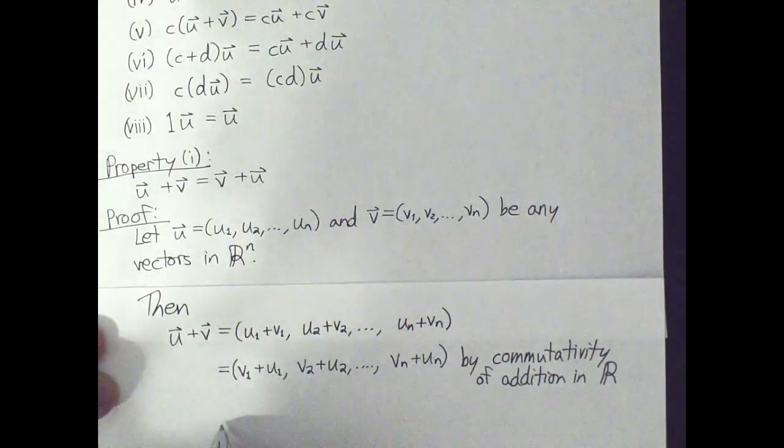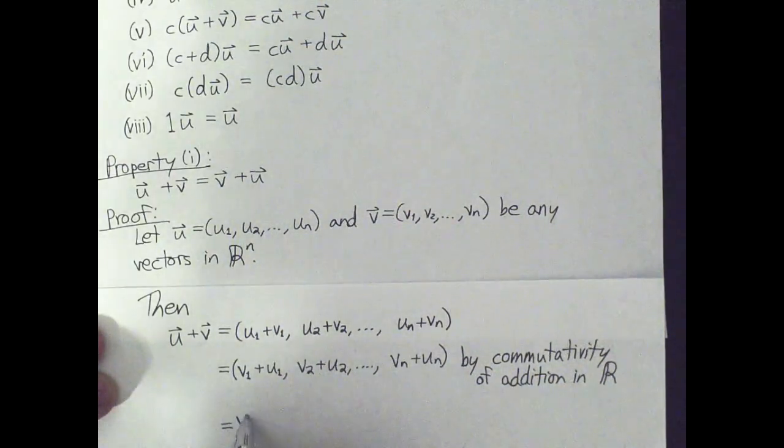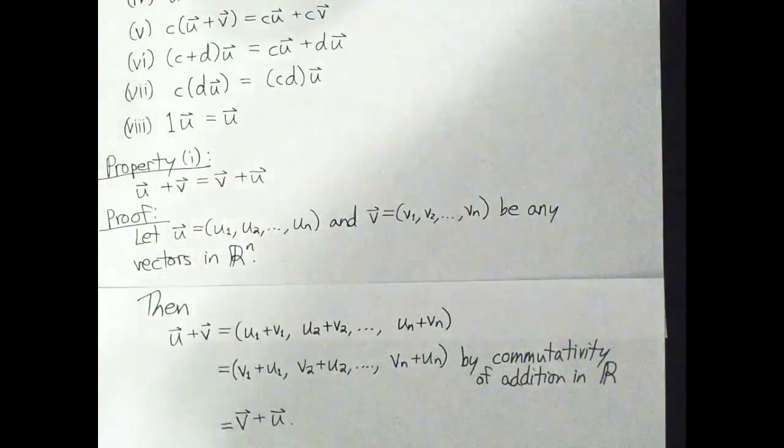And finally, we can say, what does this equal? We have v1 plus u1, v2 plus u2, vn plus un. We could actually split this up. Instead of taking two vectors and combining them into one, we could say that what we actually have here is v plus u. And that's exactly what we wanted.